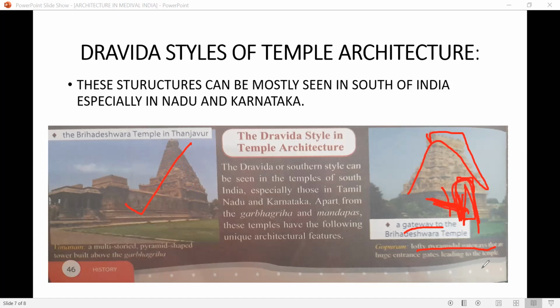The gateway leads directly to the temple, and the walking area over here is huge, and the gateway is also huge. So we have these different features of the Dravida style. Unique architectural features are given on both sides. We have discussed it. Now the last, and most important, type of style.